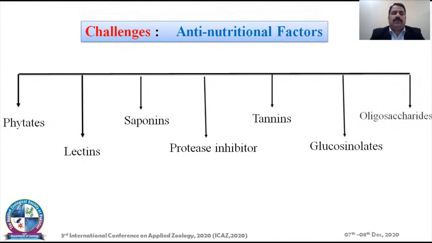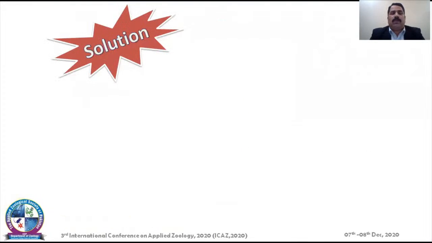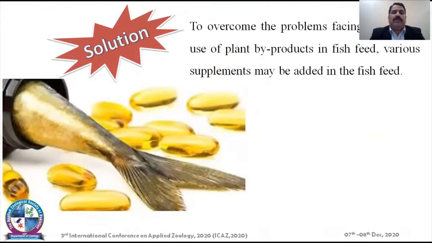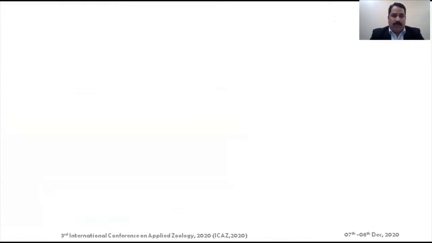No doubt, when we use plant byproducts, we have to face some problems or challenges, that is, the presence of anti-nutritional factors in plant byproducts such as phytates, lectins, saponins, protease inhibitors, tannins, glucosinolates, oligosaccharides, etc. So we have to search for ways to overcome these problems faced during the use of plant byproducts in fish feed. Various supplements may be added in the fish feed. That is the best solution to overcome such problems.